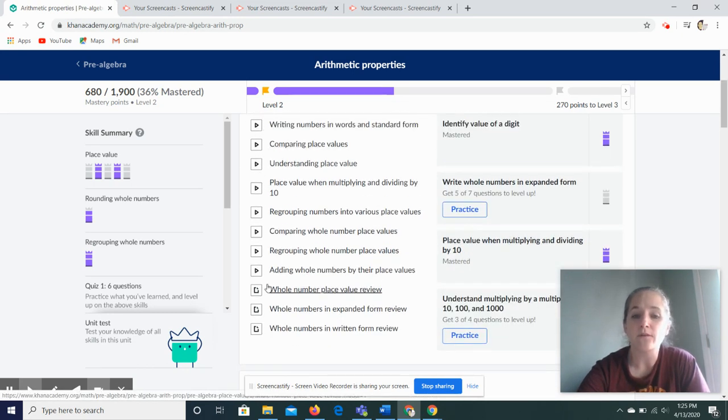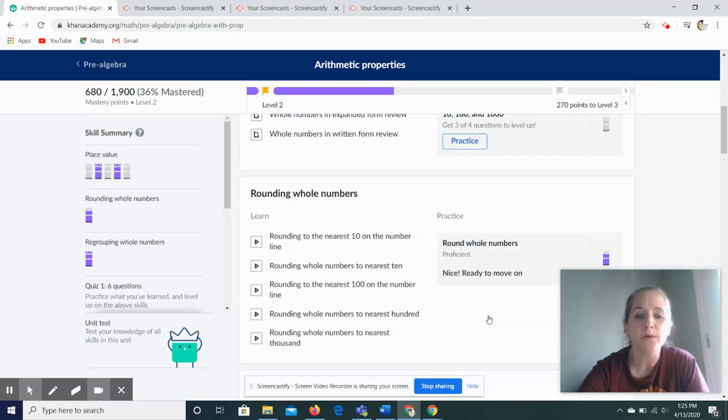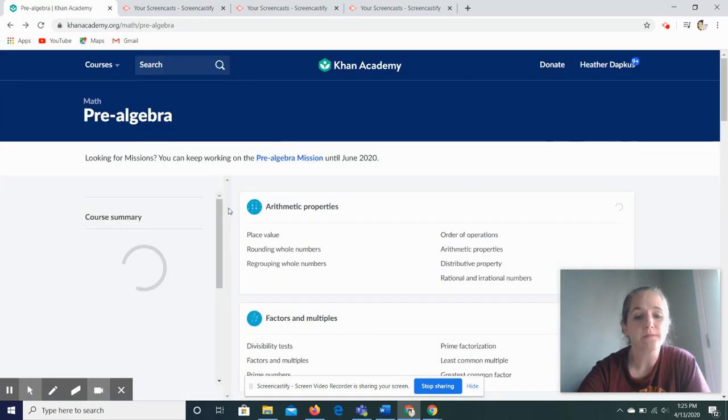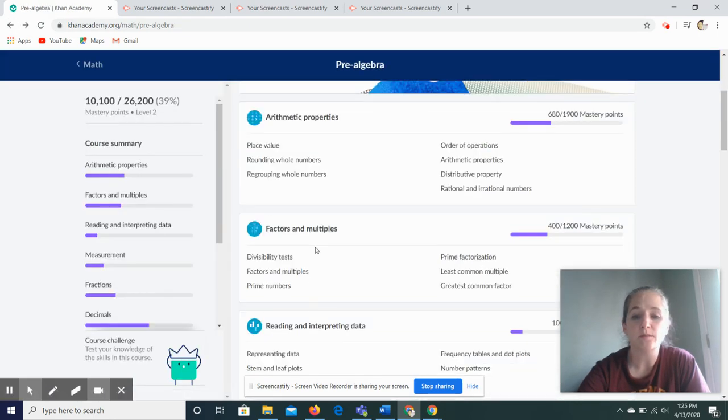Over here, there are videos that can help you understand a concept if you try to practice one and you're just not really understanding why something is what it is. Also on the practice, when you have a problem, if you don't get it right, there's usually in the bottom right-hand corner a link that'll say watch a video. So you're just going to work through this unit until this up here says that you have mastered this unit. At that point, you will move on to the factors and multiples unit, and you will just work through the course that way.